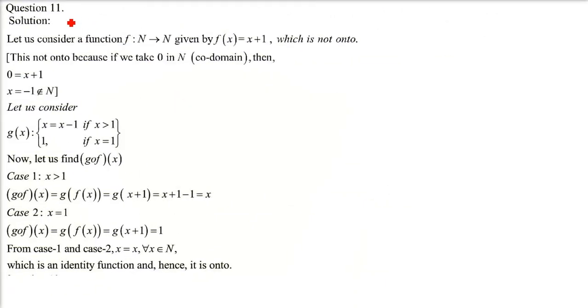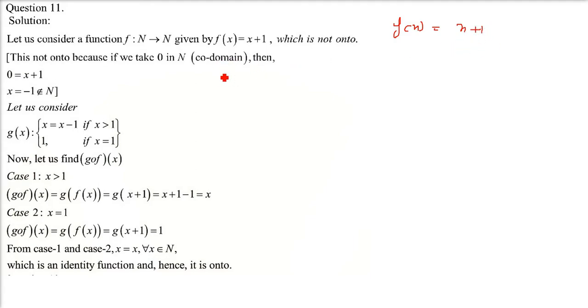Question number 11 now. So this is also an NCERT question. To give examples of two functions, f should be from N to N, natural numbers to natural numbers, and g should be from N to N, such that g o f is onto but f is not onto. g of f(x) is onto, but the function f itself should not be onto. So this is what we have to do here. It cannot be done by a formula, it is just learned by practice.